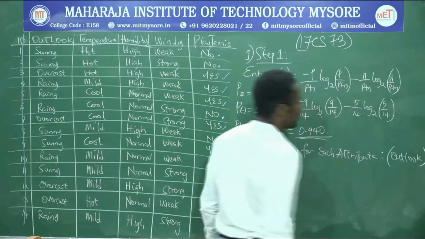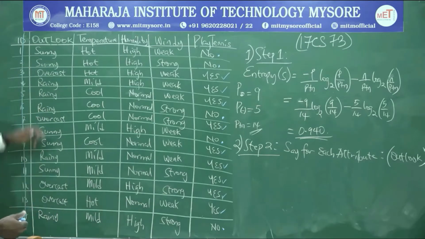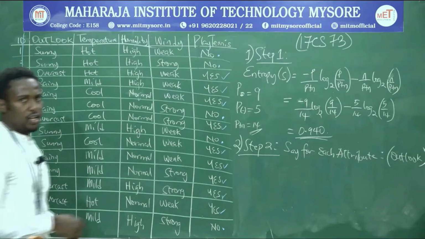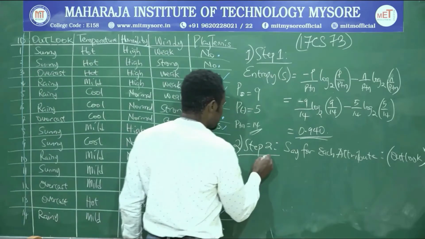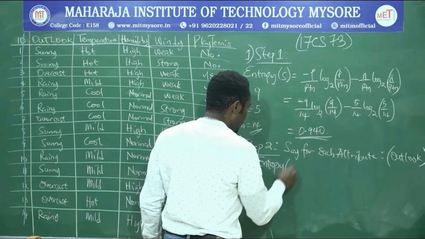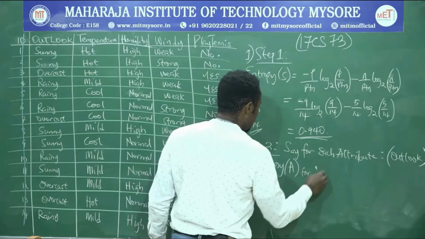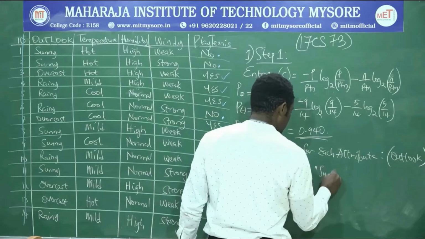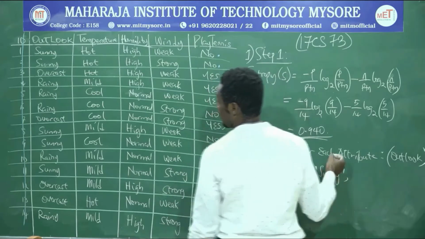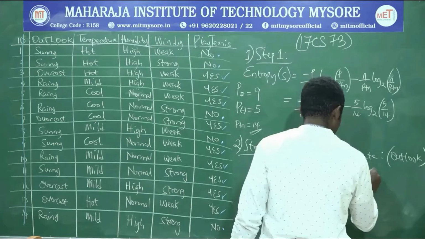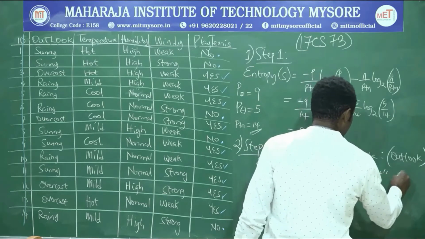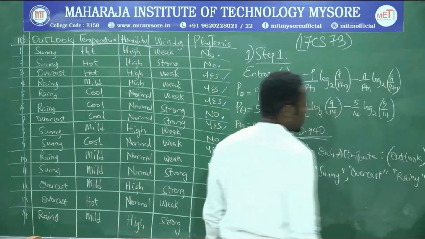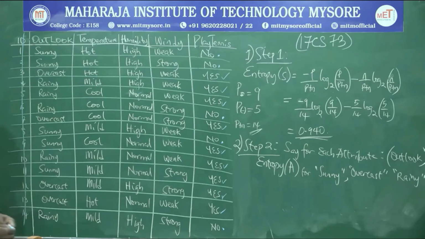So if we take outlook, what are the entropies of A now? Entropies of A means what? The subsets or subgroups of this attribute. Subgroups of this attribute outlook, which are sunny, overcast, and rainy. So we need to calculate the entropy of sunny, overcast, and rainy. So how would this be possible if we don't make a smaller subset? So what we do now is we make small tables.